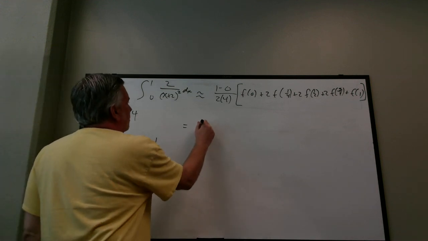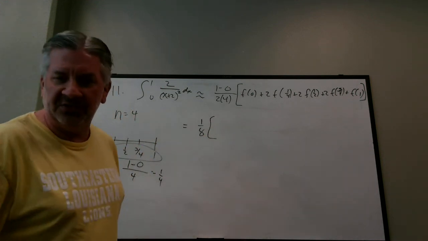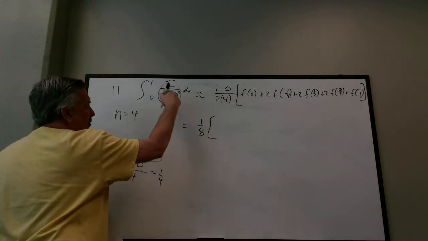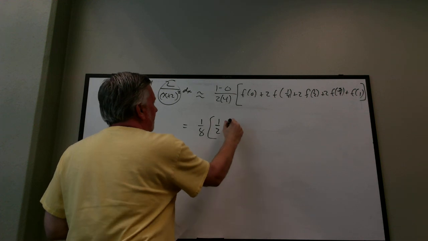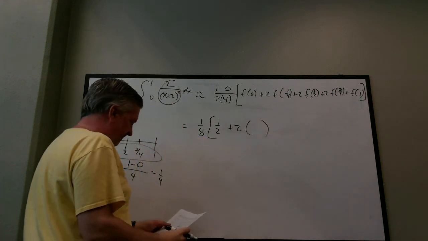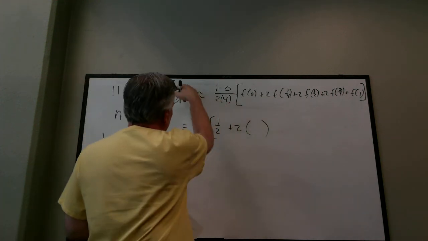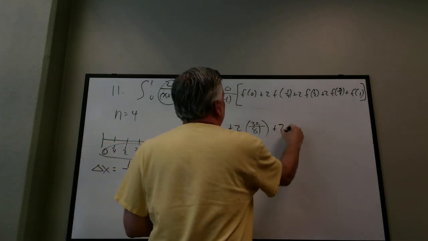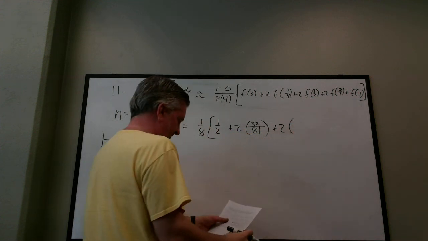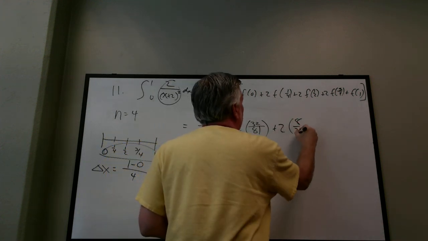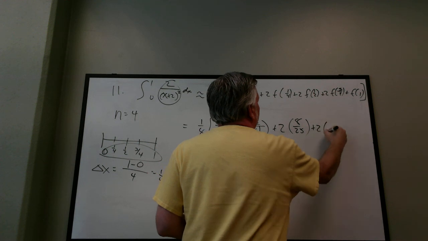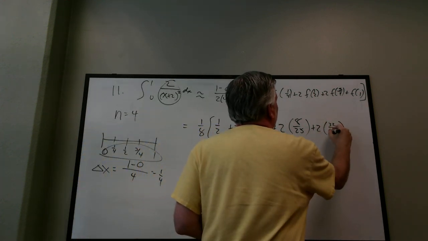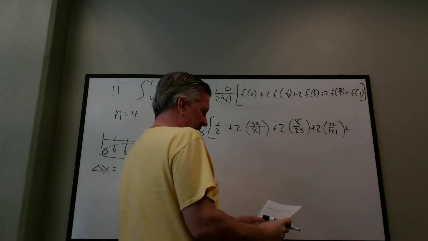Okay, so if we continue, that's 1/8 times. Now, just to save some time, I'll tell you what these turn out to be. So again, this is the function f. When you plug 0 into there, you get a half, plus 2 times. When you plug a fourth into the function, you get 32 over 81. When you plug in a half, you get 8 over 25. When you plug in 3/4, you get 32 over 121. And f of 1 is 2/9.